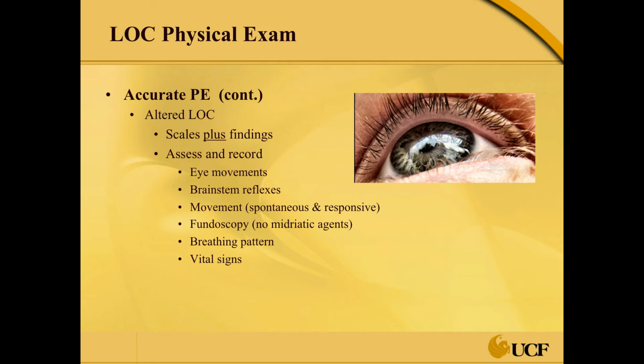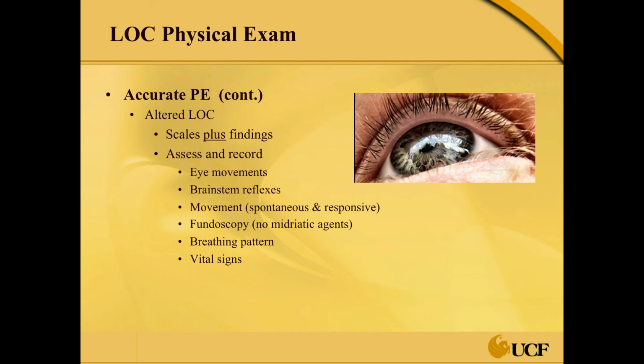So altered level of consciousness, you want to use those scales, but you also want to look at your physical exam findings. We talked about neurologic examination in the first unit related to trauma, but obviously want to look for things like eye movements, which would assess cranial nerves 3, 4, and 6, brainstem reflexes, looking at autonomic responses, vital signs, respiratory rate, all those good things. Movement, is it spontaneous? Is it responsive? Looking at a fundoscopic exam.